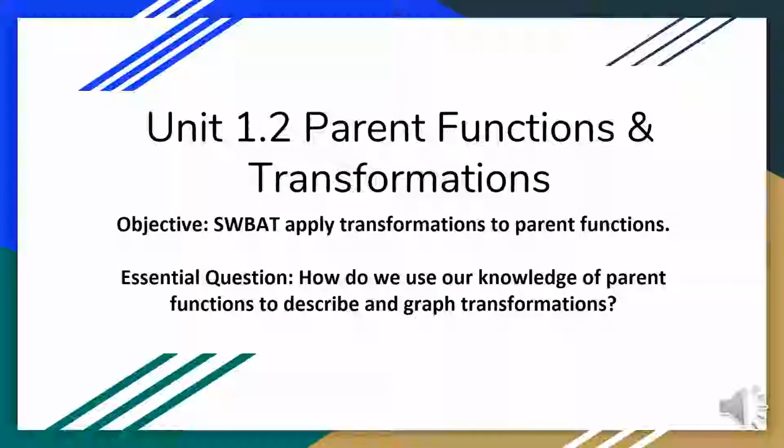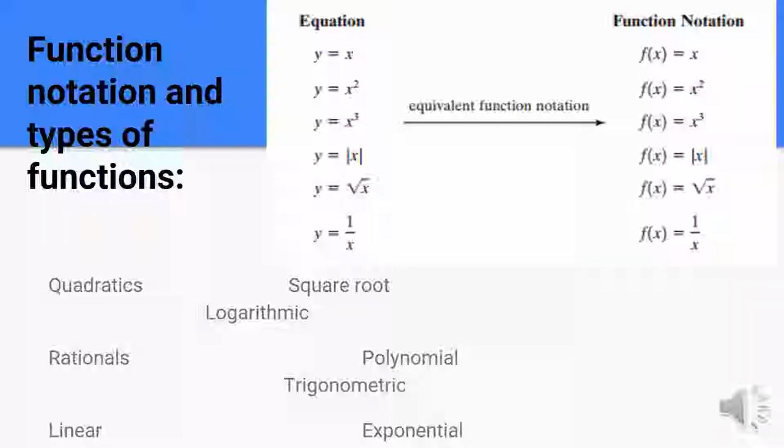In Unit 1.2, Parent Functions and Transformations, we were able to apply transformations to the 10 parent functions that we have memorized. The essential question for this part of the unit was how do we use our knowledge of parent functions to describe and graph transformations? So we're going to try and transition from a y equals x mentality to a function notation, where instead of calling all of our functions y equals, y equals, y equals, we're going to use f of x, or g of x, or k of x to differentiate between the functions that we're using.